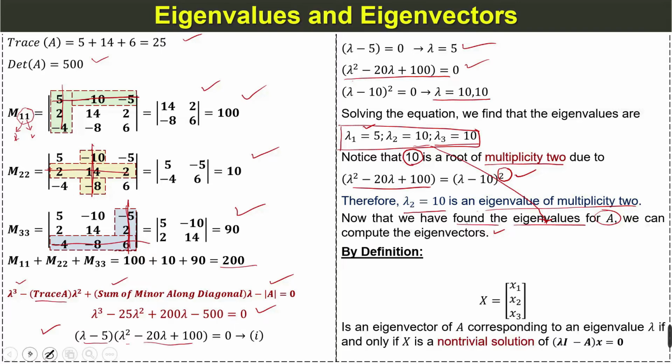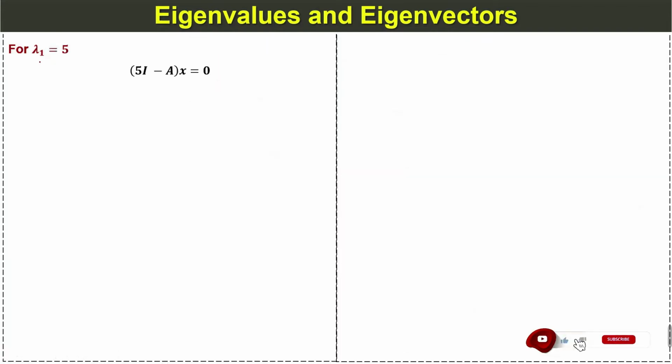By definition, an eigenvector x equal to x1, x2, x3 is an eigenvector of the matrix A corresponding to an eigenvalue lambda if and only if x is a non-trivial solution to this equation, meaning a non-zero solution. So let's find the eigenvector. First we find the eigenvector corresponding to lambda 1 is equal to 5. So substitute this into this equation, lambda I minus A times x, which is equal to 0.